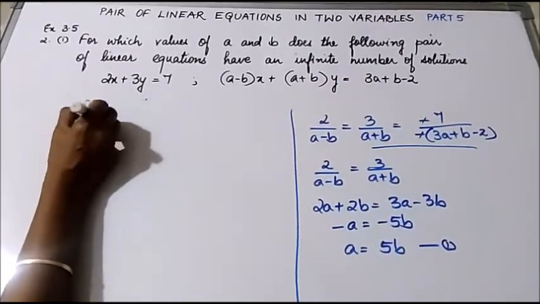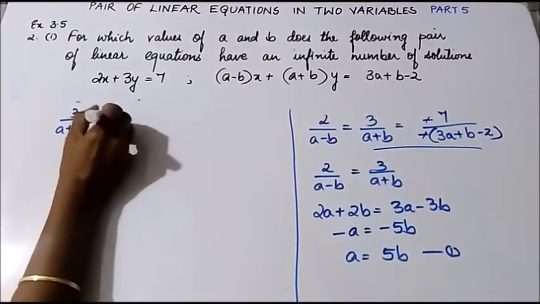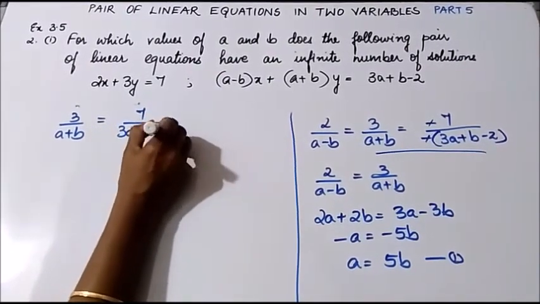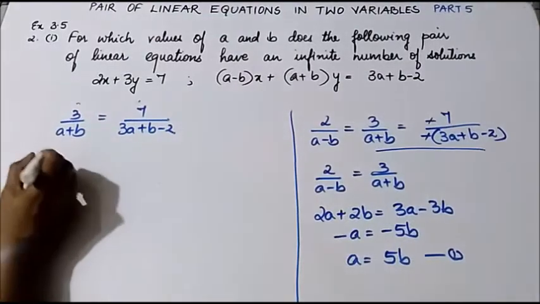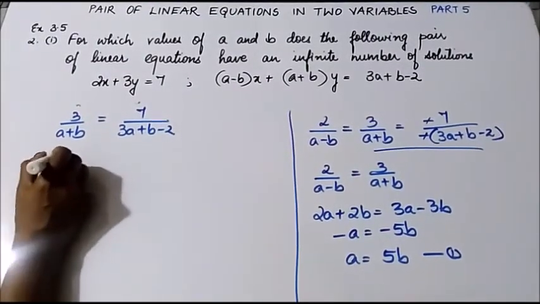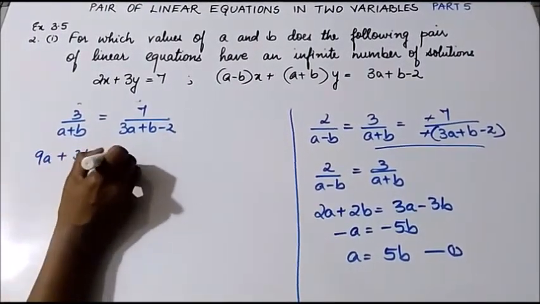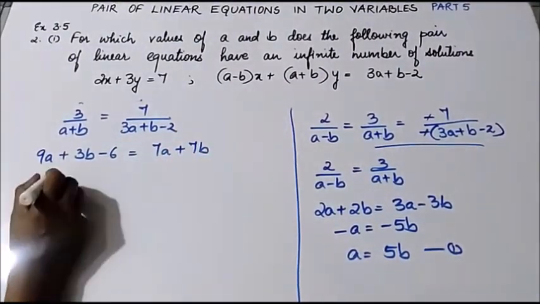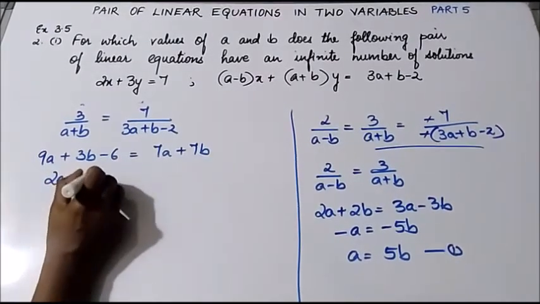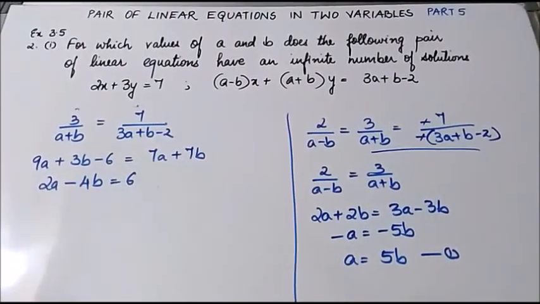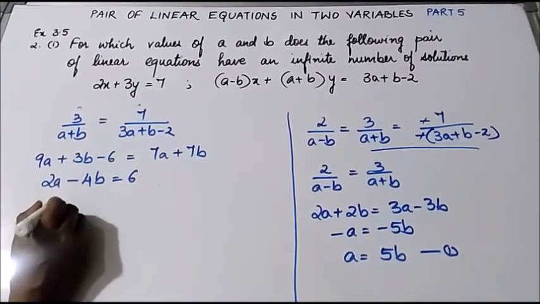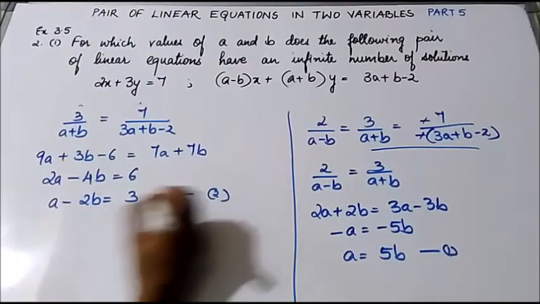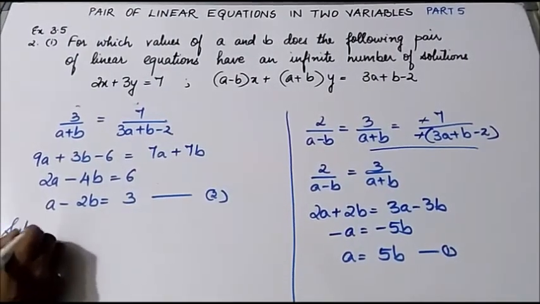We equate this both, second and the third. That will come 3 by a plus b is equal to 7 by 3a plus b minus 2. As I have cancelled here the minus sign, cross multiply will get here 9a plus 3b minus 6 is equal to 7a plus 7b. This will give us 2a minus 4b is equal to 6. Here we can see 2 is common. We get here a minus 2b is equal to 3. Second equation.